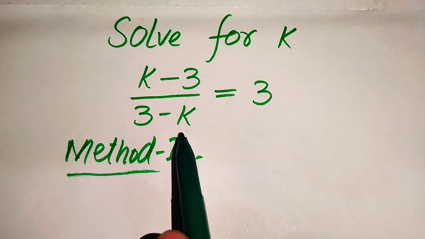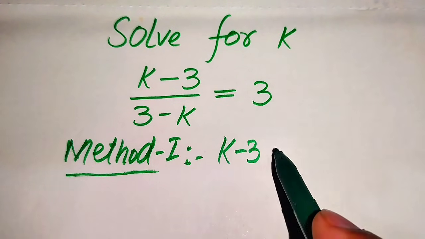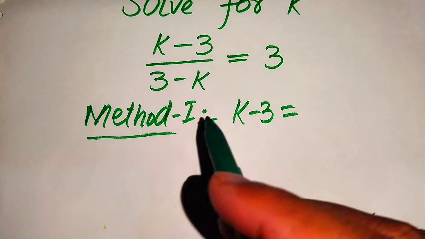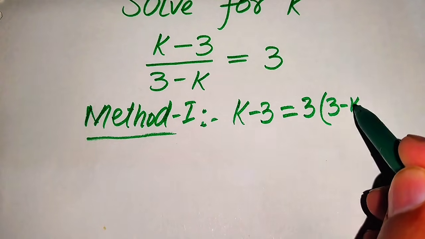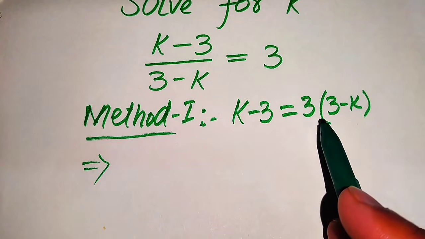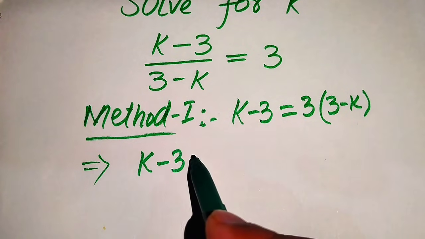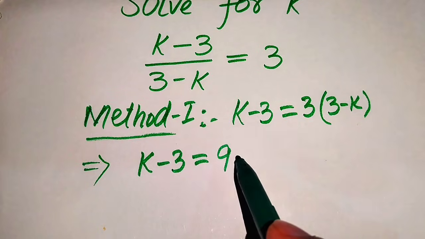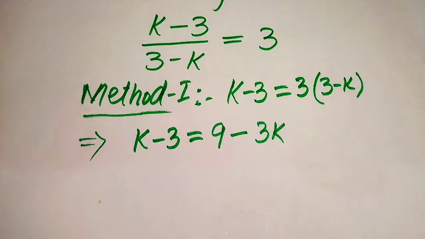And now we move toward the solution of this problem, and in the first method here we need to move this 3 minus k from the left hand side to the right hand side, and when we move it to the right hand side it is multiplied by 3, and after multiplying by 3 it will be written as 3 times (3 minus k). So further in the next step we need to multiply this 3 separately on both of these two values, and it will be written as k minus 3 is equal to 3 times 3, which becomes 9, minus 3 times k, which becomes 3k.